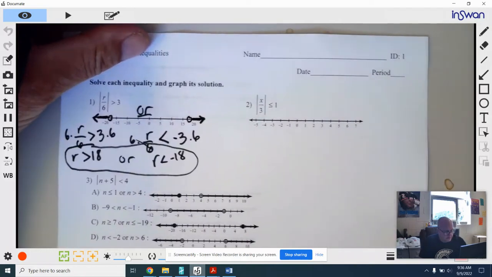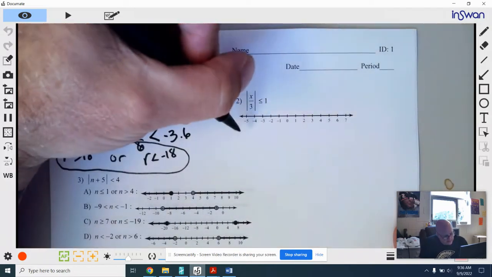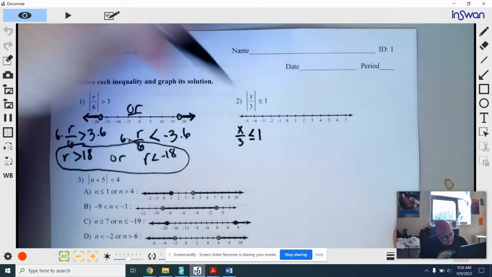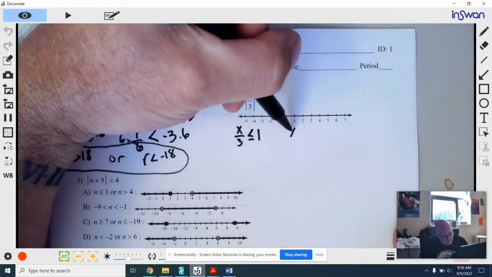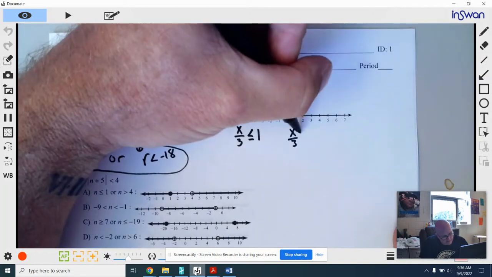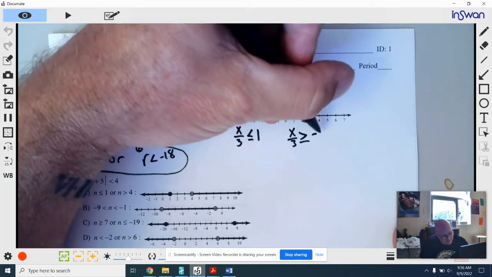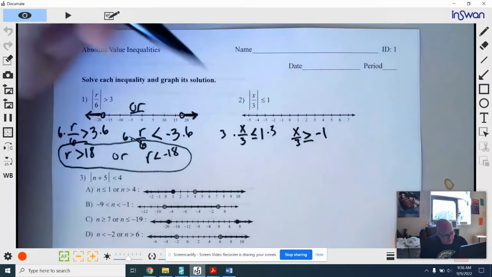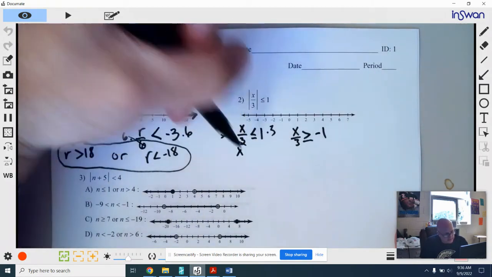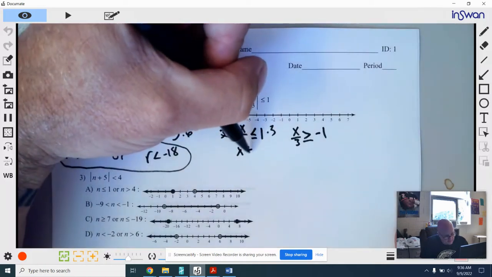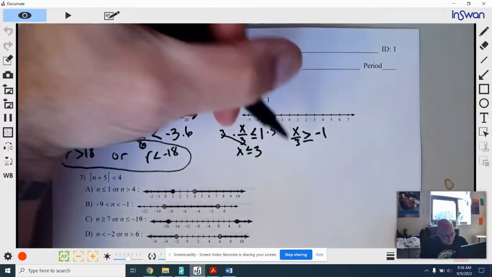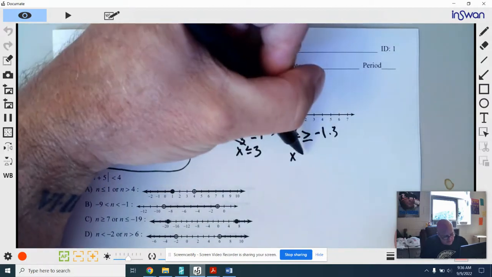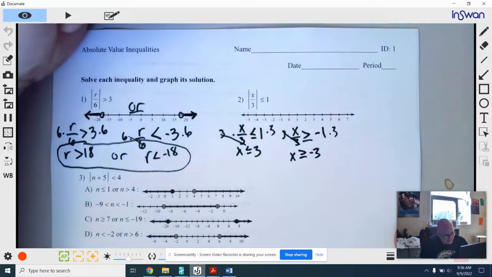Okay, number 2. I go ahead and rewrite it because it is isolated, and then rewrite it, flip the sign, change the answer to its opposite. Okay, then solve. So cancel, so you get x is less than or equal to 3. Over here, x is greater than or equal to negative 3.